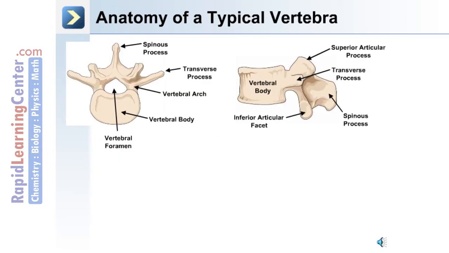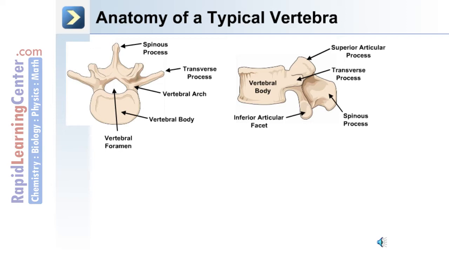These images depict the anatomy of a typical vertebra. The image on the left is a superior view, and the image on the right is a lateral view. The vertebral body is the thick anterior portion. This leads to a vertebral arch and the transverse processes. The spinous process is at the dorsal or posterior end of the vertebra.